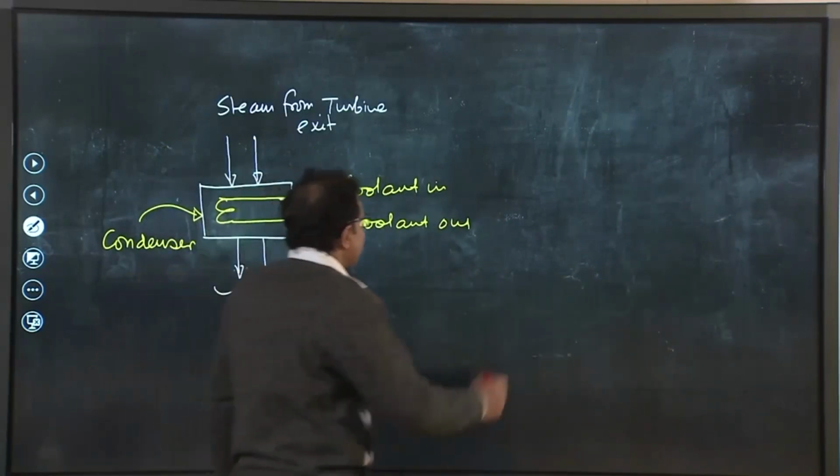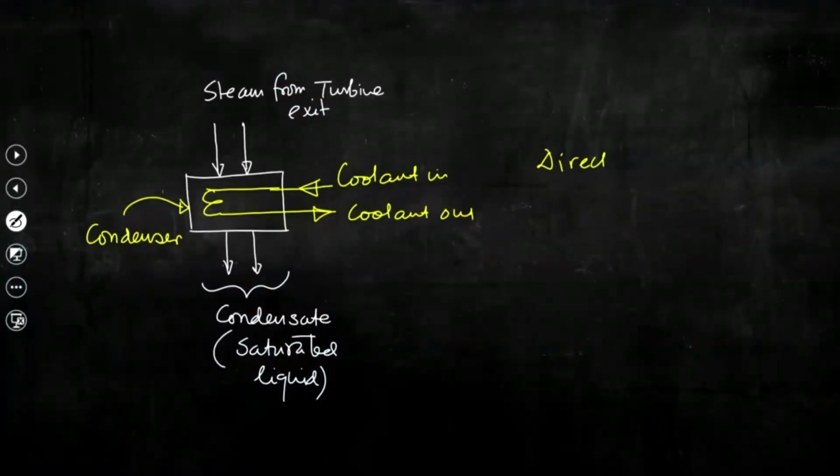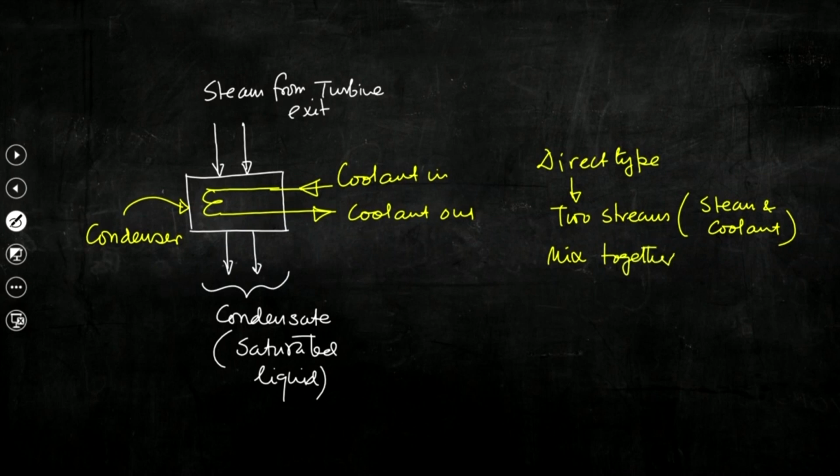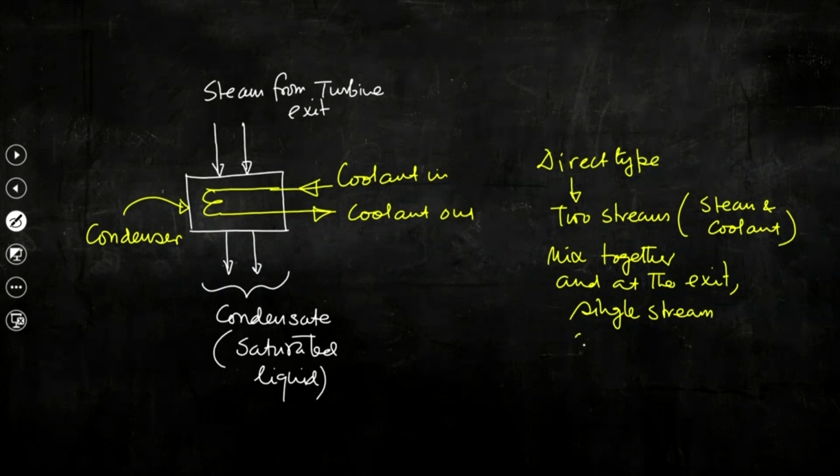So, now I am writing here, direct type, that means two streams, that is steam and coolant, mixed together, and at the exit a single stream comes out at the exit of the condenser, of course. So, this is direct type.